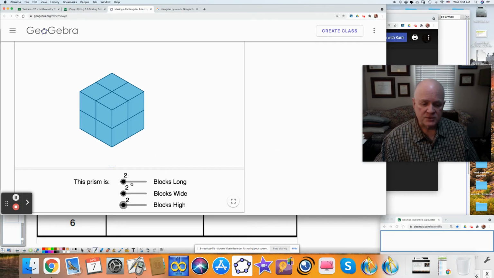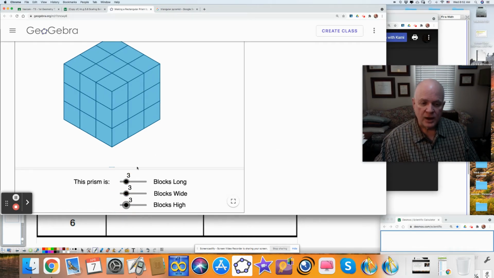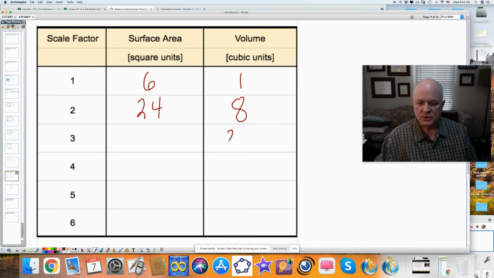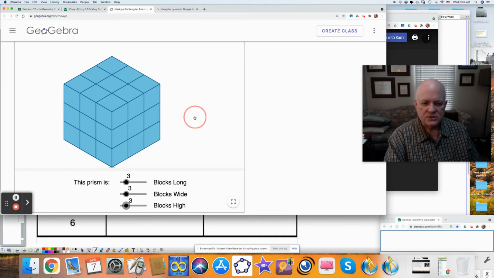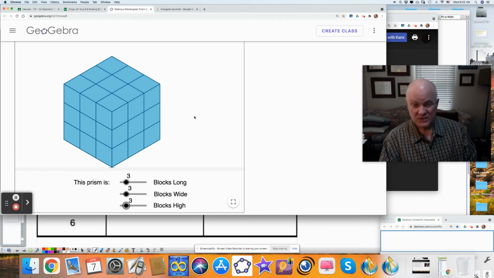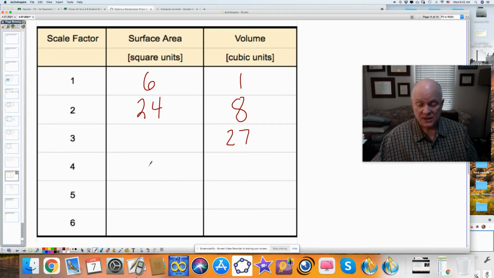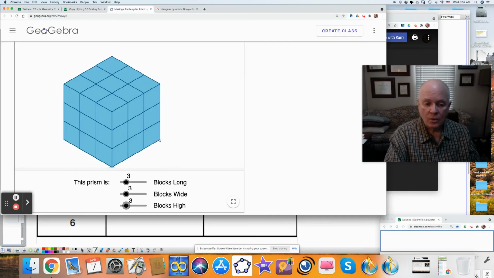If you do 3 by 3 by 3, then you have 3 times 3 times 3, which is 9 times 3, which is 27. And each face has 9 units on it, and there's 6 faces. 9 times 6. 10 times 6 is 60, so 9 times 6 is 54. Okay, what about if it's 4?